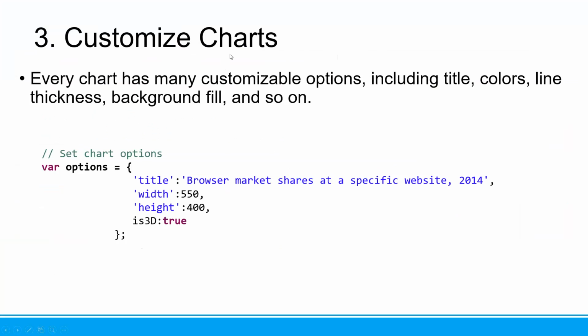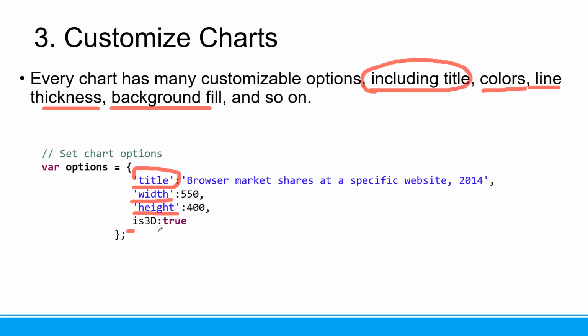You can customize the charts. As I mentioned to you, we can have the title of the chart, or we can also customize the colors, maybe the line thickness or the background fill, as well. I just gave you the title. Actually, you can define the width, you can define the height, and sometimes you can even make the graph 3D. It depends on the JavaScript library whether they provide the 3D option or not.